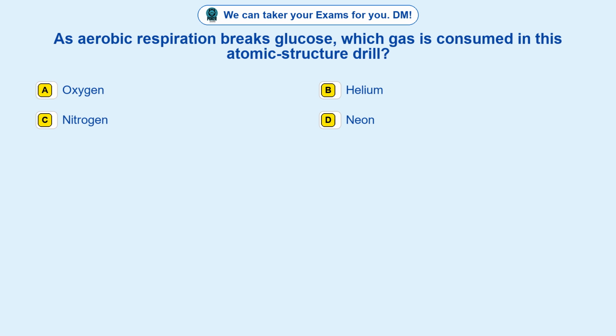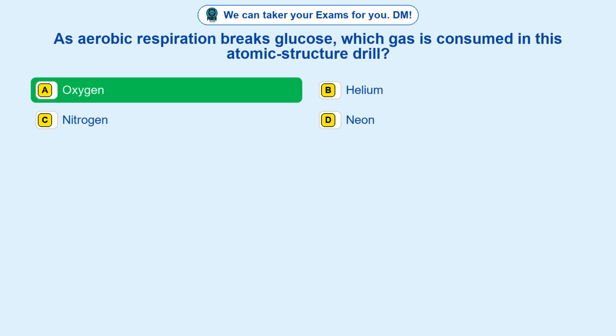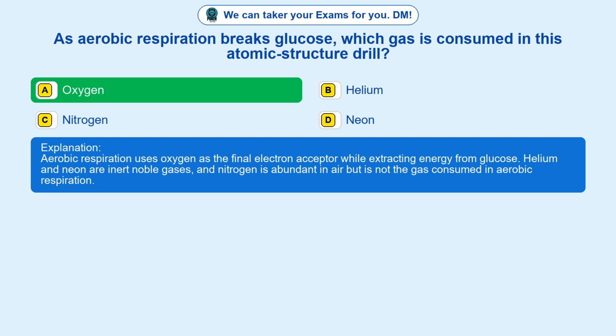Question 23. As aerobic respiration breaks down glucose, which gas is consumed in this atomic structure drill? Option A, oxygen. Option B, helium. Option C, nitrogen. Option D, neon. The correct answer is option A, oxygen. Aerobic respiration uses oxygen as the final electron acceptor while extracting energy from glucose. Helium and neon are inert noble gases, and nitrogen is abundant in air but is not the gas consumed in aerobic respiration.